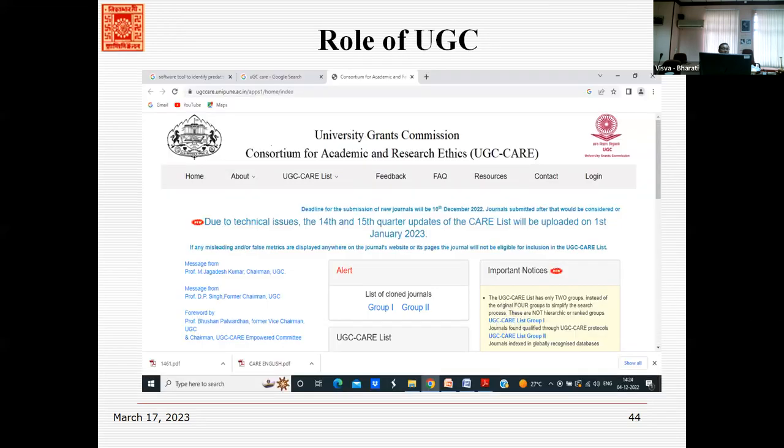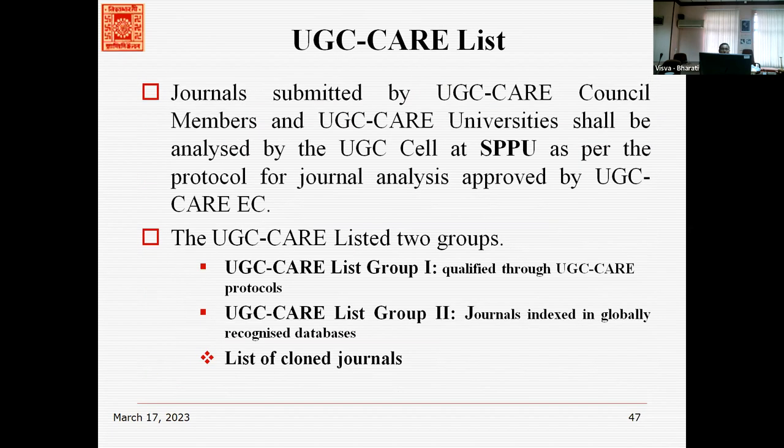So now, today, I think, as I hear, the UGC CARE list is already done. You know this. So one thing, there are two groups. Originally it was four groups, now it is two groups. Group one is the UGC CARE list: the journals under this group qualify the protocols and the parameters of the UGC CARE list, and those journals will come under the group one list. And secondly, the group two list, that is, journals that are indexed in globally recognized databases. So there are two groups.